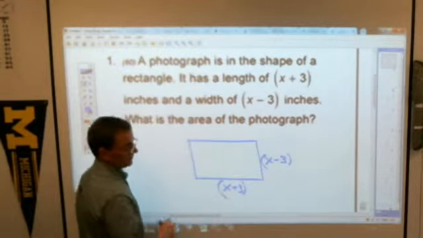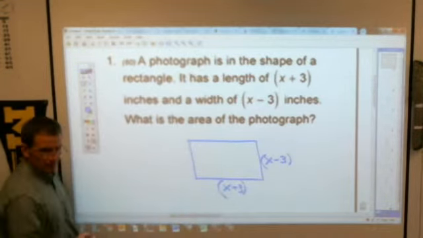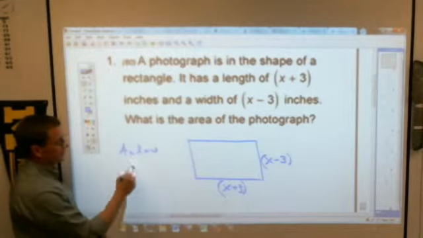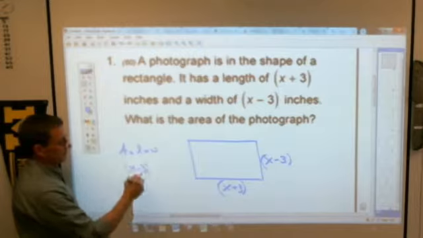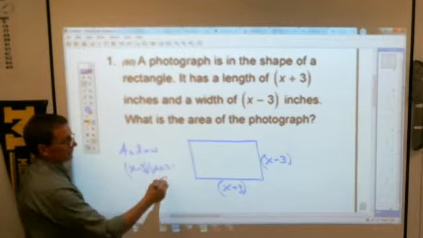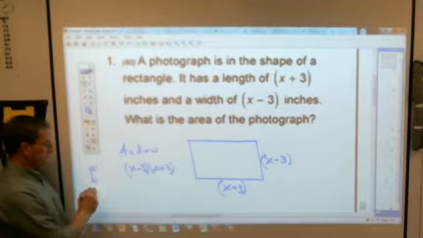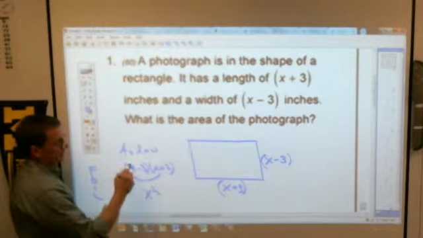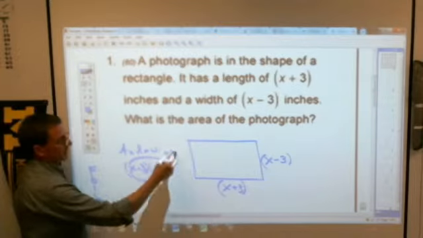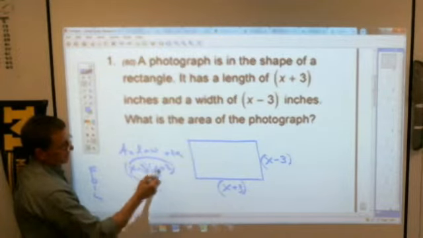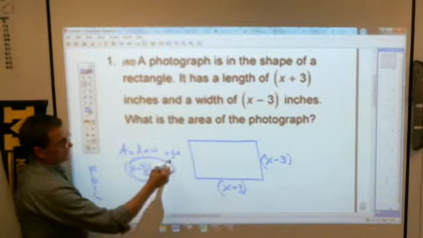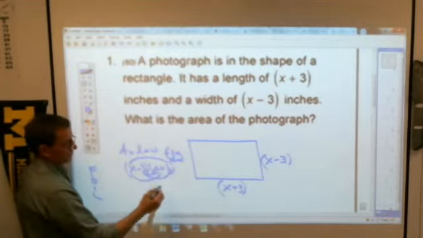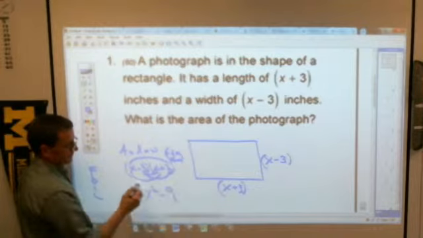And how do you find the area of a rectangle? Area equals length times width. So you have to multiply those two together: x minus 3 times x plus 3, which means you have to use FOIL. The two first terms give x squared. The outside term is plus 3x. The inside term is minus 3x, which gives you no x's when you put those together. And then the two last terms are negative 3 times 3.